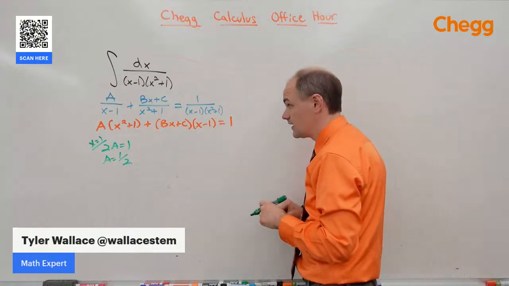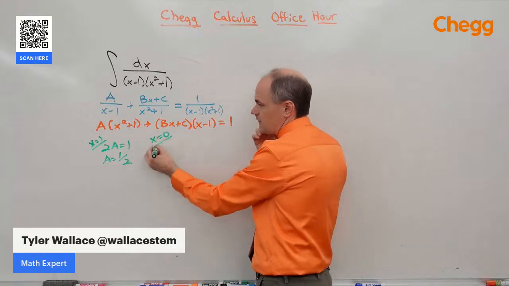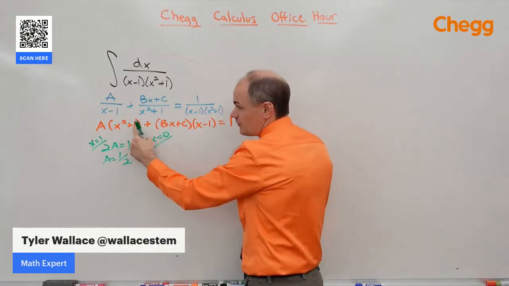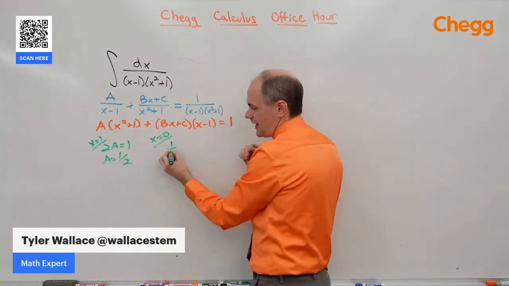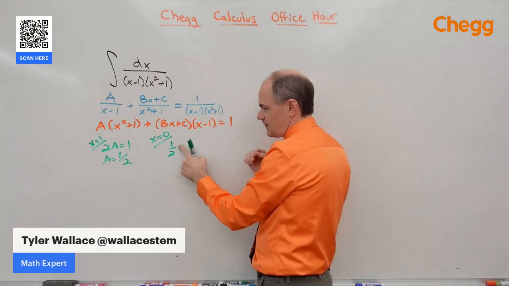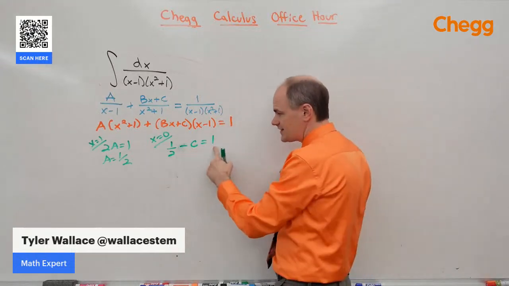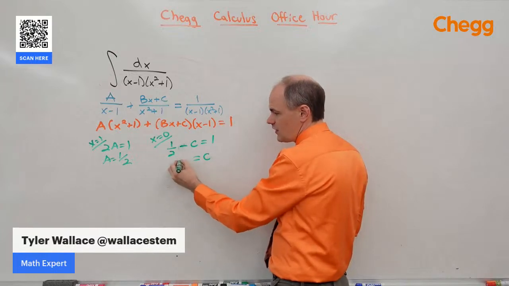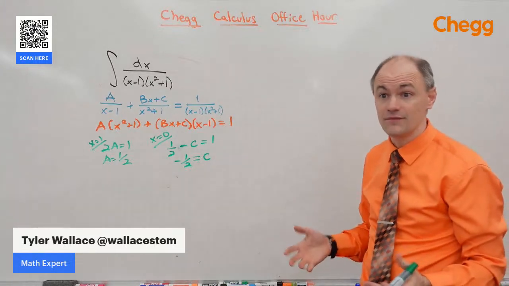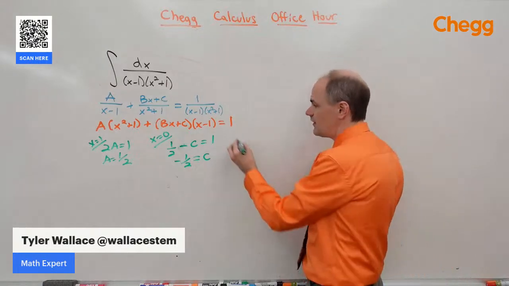Excellent. Let's pick another convenient value for x. If x is 0, bx goes to 0, and so this is gone. So if x is 0, I've got 0 plus 1 is 1a. We already know a is 1/2. Plus x is 0, this becomes negative 1 times c, which is equal to 1. Well, if I add c to both sides and subtract 1, I find out c is negative 1/2. We've got c. All we have left to do then is find our b value.